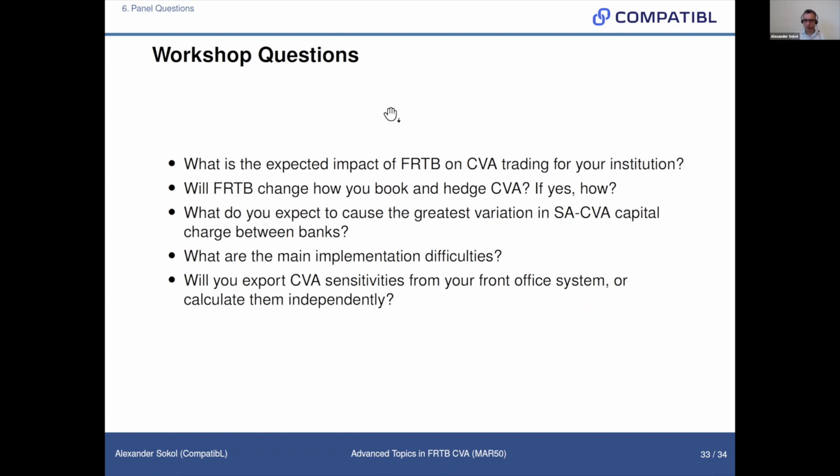So far there are none, so let's go to the first panel question, which is more a policy question. What's the expected impact of FRTB on CVA trading for financial institutions? If you're a participant from a bank, perhaps you can comment about your institution. If you're a regulator or industry expert, this question is about generally the institutions that you've seen. So I'll turn it over to the panel. Jochen or Thomas, would you like to comment?